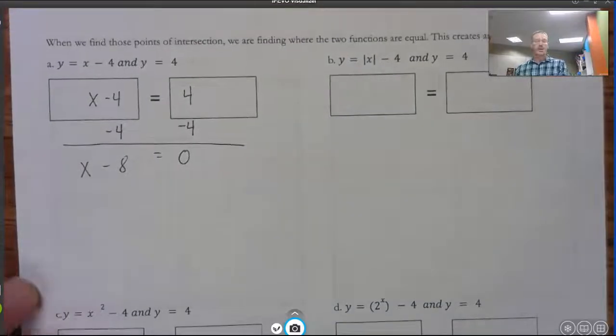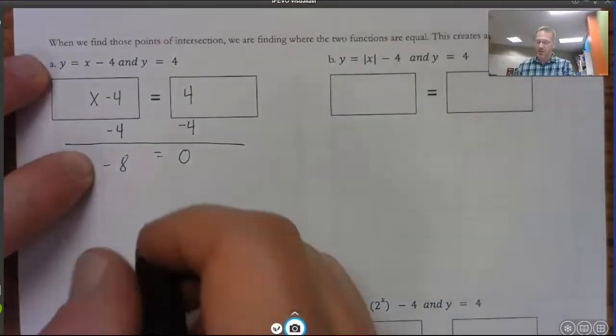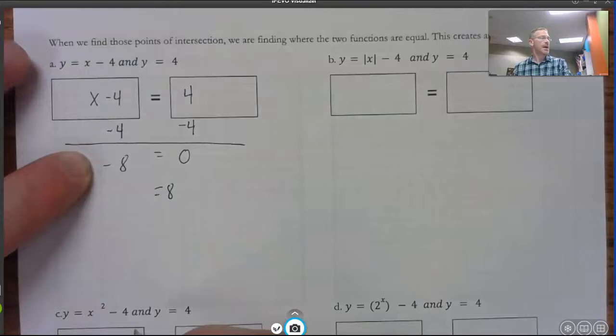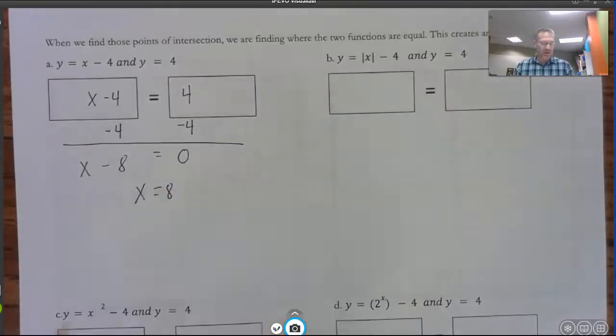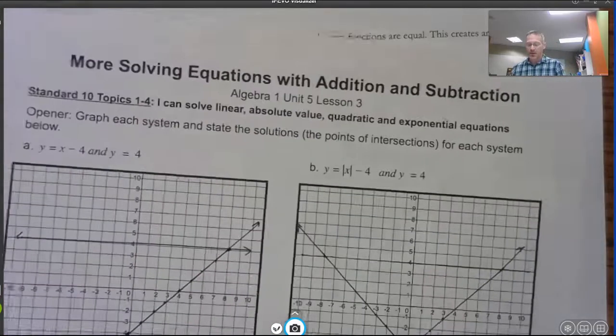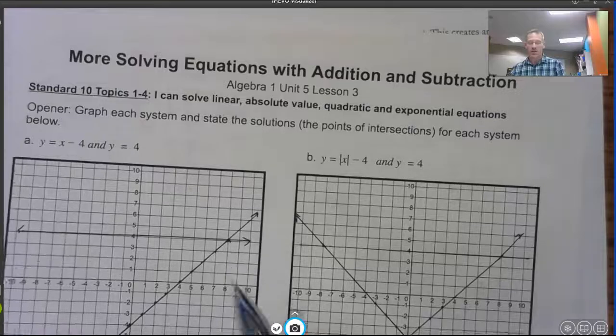And now I can use that 0 property. What minus 8 is 0? That would be 8. So x equals 8. And once again, you can see that is exactly where we intersect.